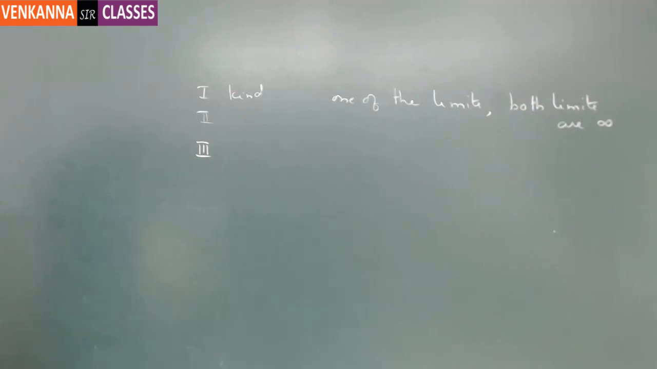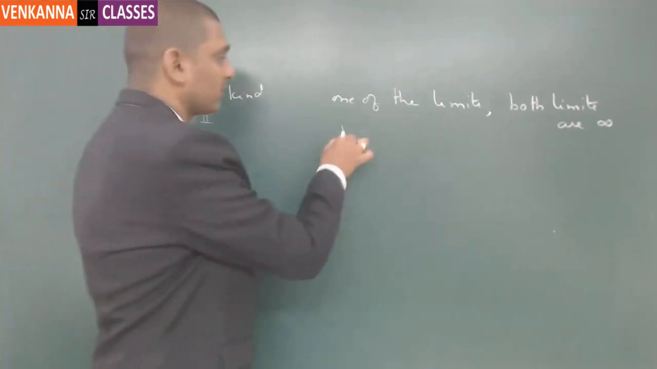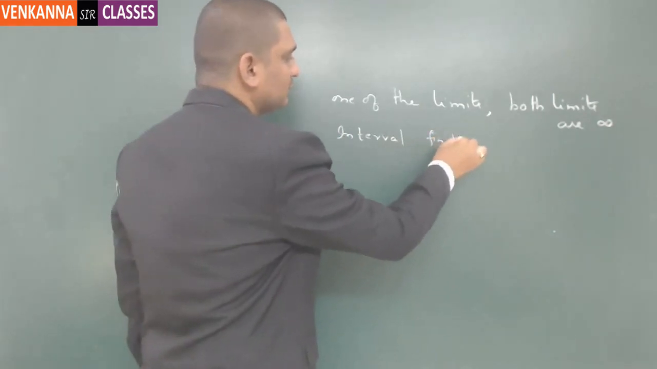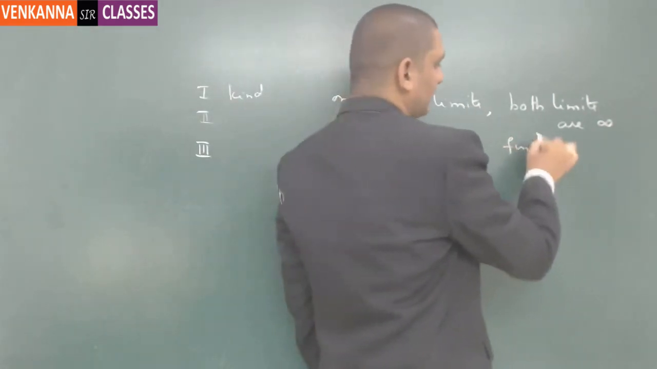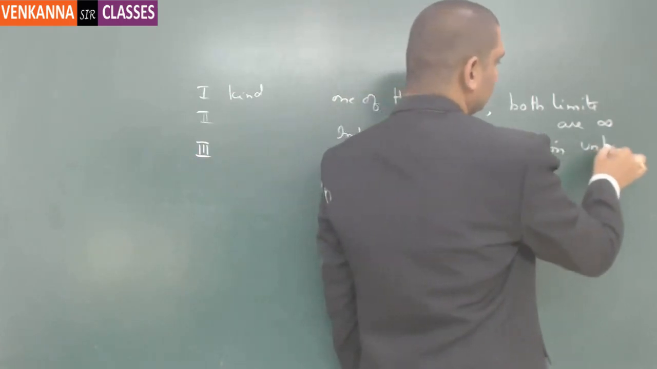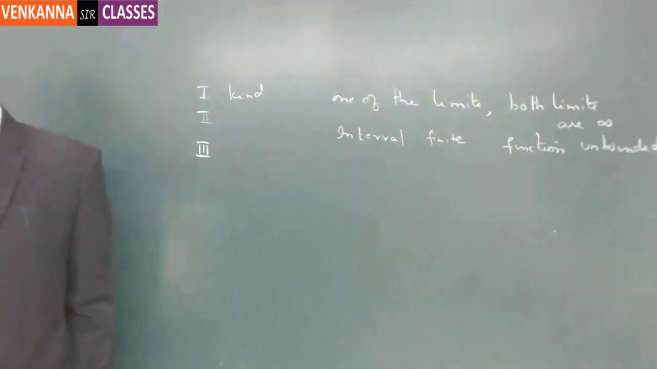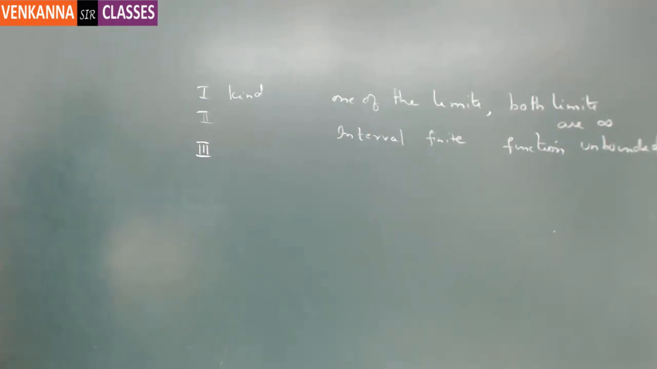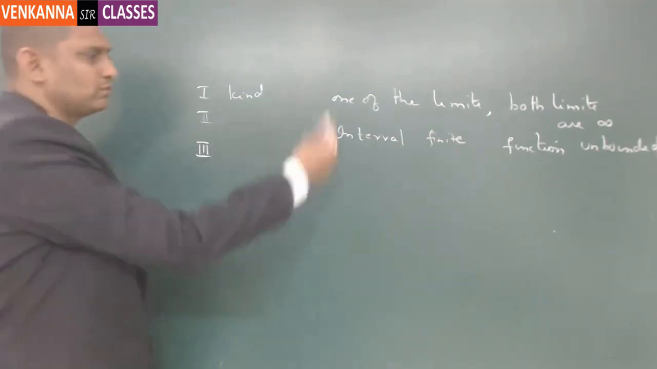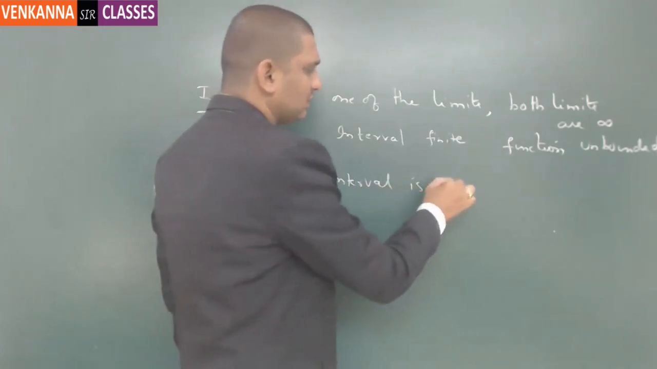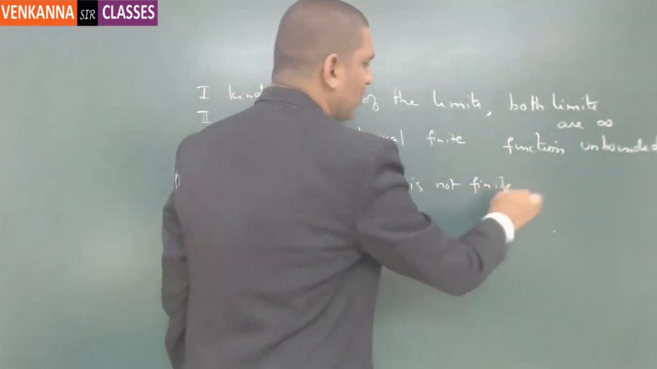The second kind is given by: the interval is finite, but the function is unbounded. That means at some points in the interval, you are getting f of x equal to infinity, an undefined value. And the third kind is nothing but both: the interval is not finite, and the function is also unbounded.